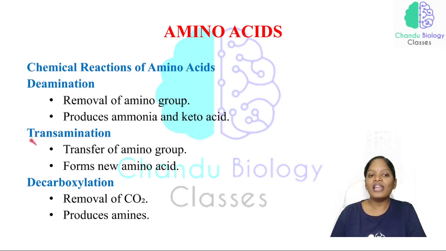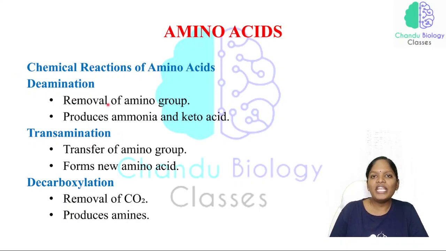One is deamination, transamination, decarboxylation. De means removal of the amino group. That is deamination. Transamination means transfer of an amino group. Decarboxylation is removal of carbon dioxide from an amino acid. This is the meaning of each type of chemical reaction.